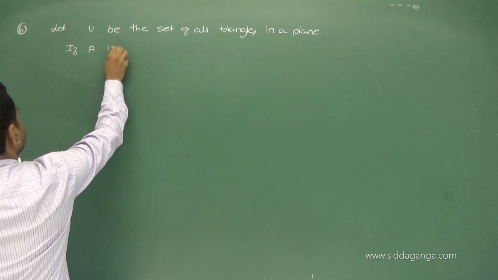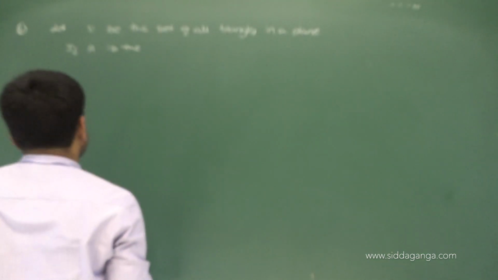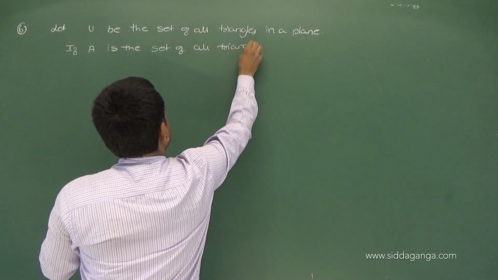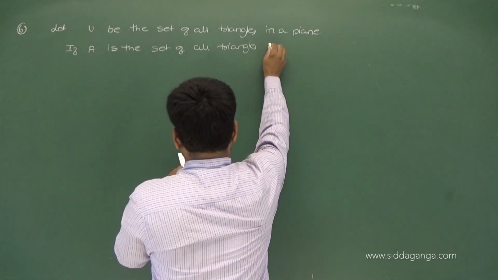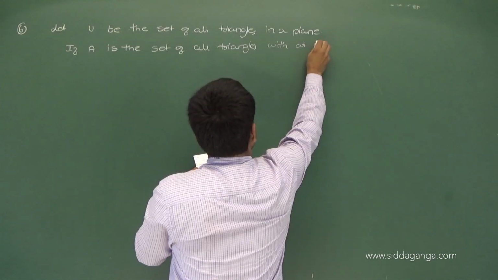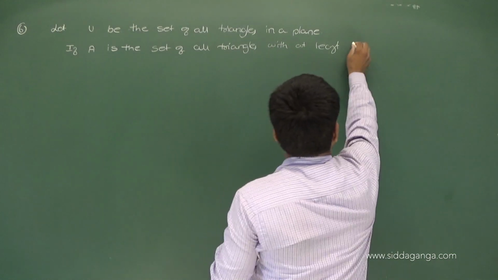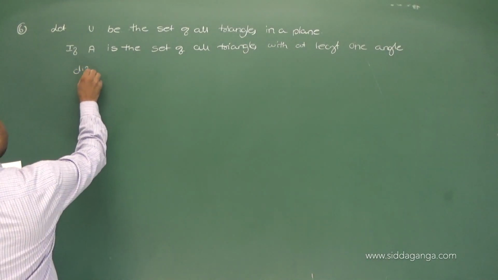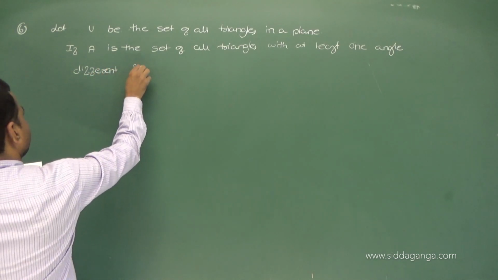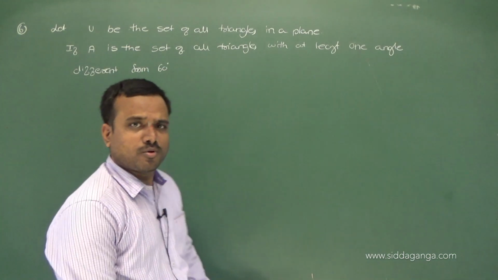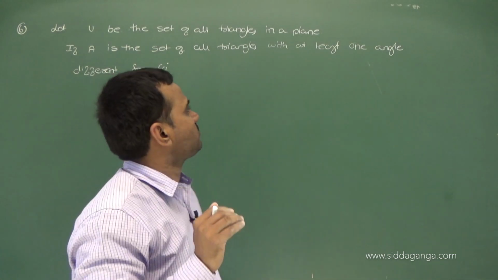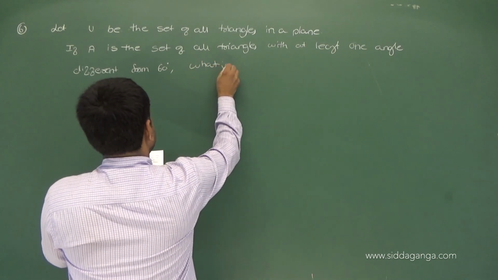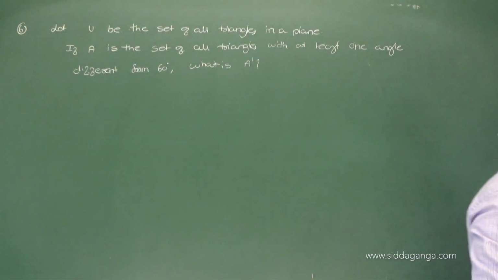If A is the set of all triangles with at least one angle different from 60 degrees, what is A dash? Very easy question. What is A dash?